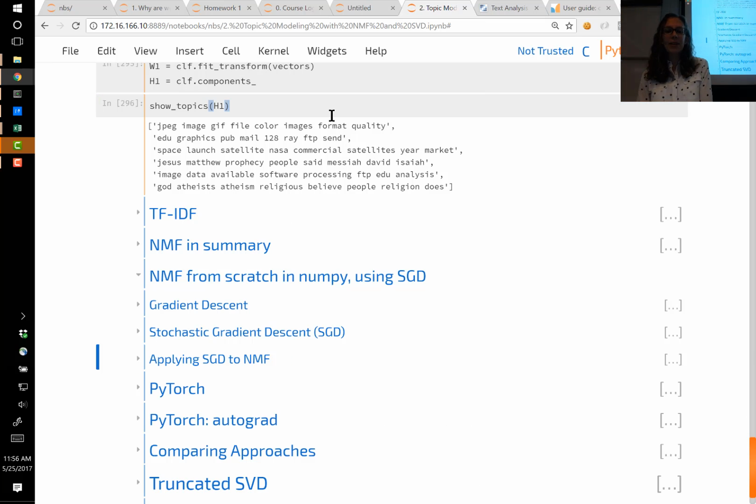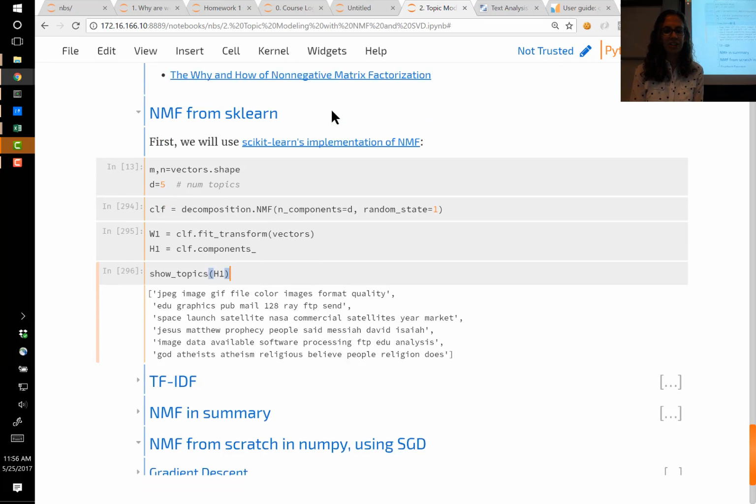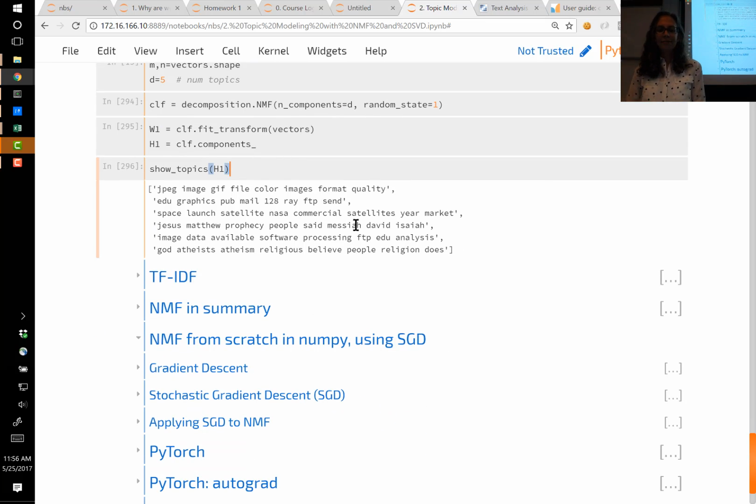We can check, do our topics make sense? Again, I'm looking from the second matrix H, and yes, they seem to be fitting with what we know our categories are. So we've got JPEG, image, GIF, file, color, a very reasonable computer graphics topic. The third one is space, launch, satellite, NASA, commercial, a reasonable space topic.